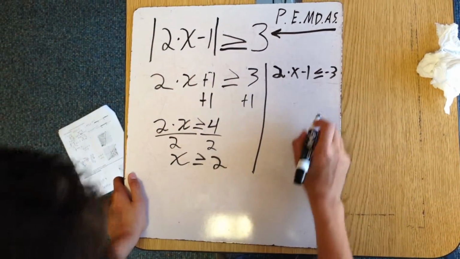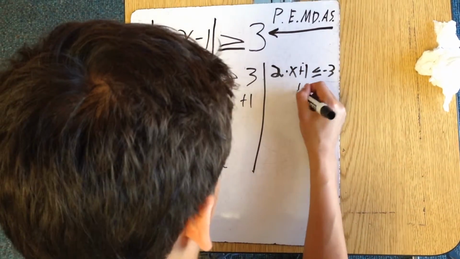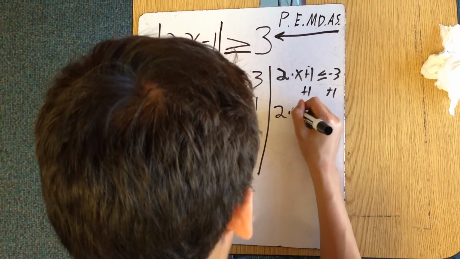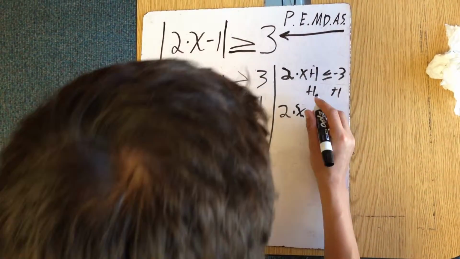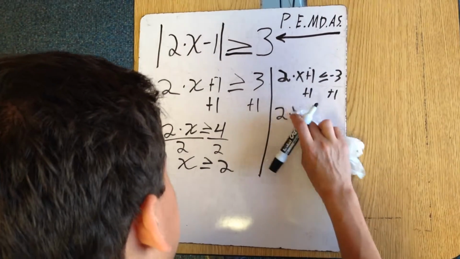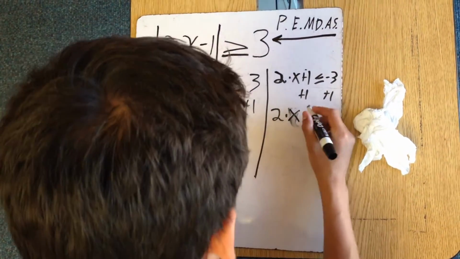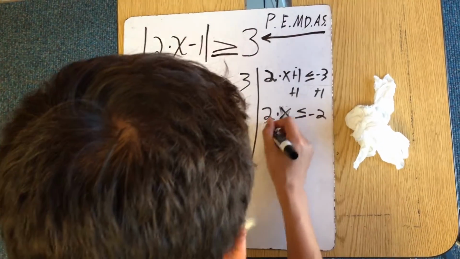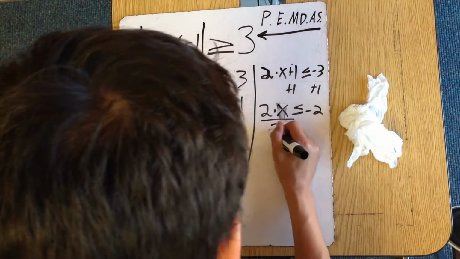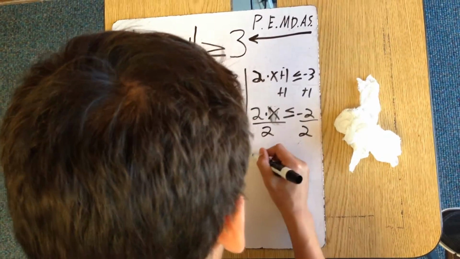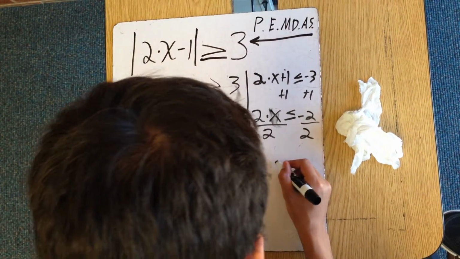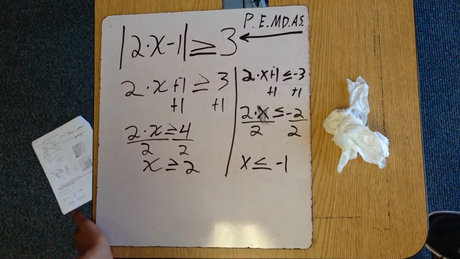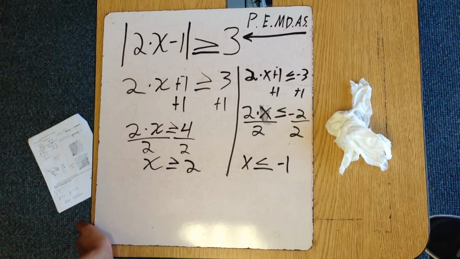And you go the same way about to undo the equation. So you add 1 to both sides. So 2x, it's a bad x, sorry about that. 2x is equal to or less than negative 2. Undo the 2x by dividing by 2. And x is less than or equal to negative 1.